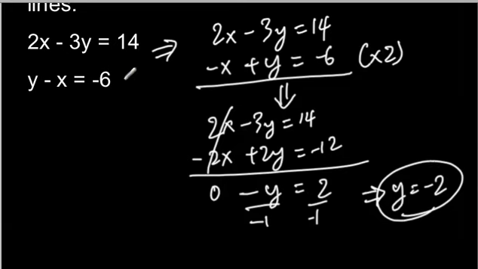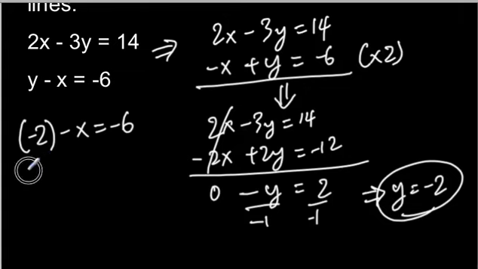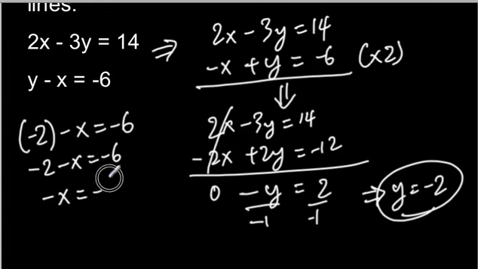So I'm just going to plug it into the second equation. So instead of y, I'm going to put -2 minus x is equal to -6. And then basically this becomes -2 minus x equals -6. What I'm going to do is I'm going to add 2 to both sides. So -x is equal to -6 plus 2, which is equal to -4. So -x is equal to -4.